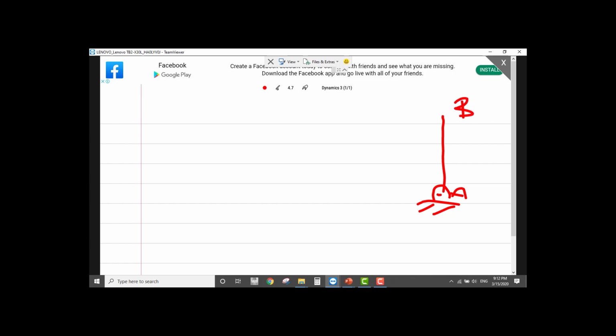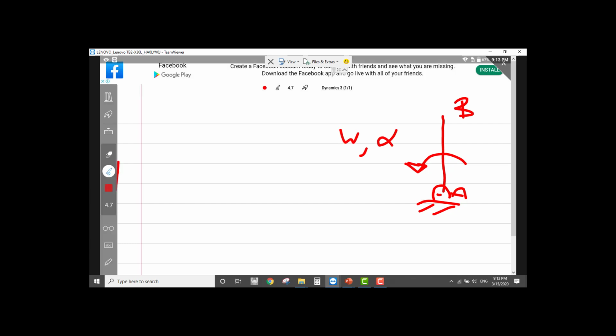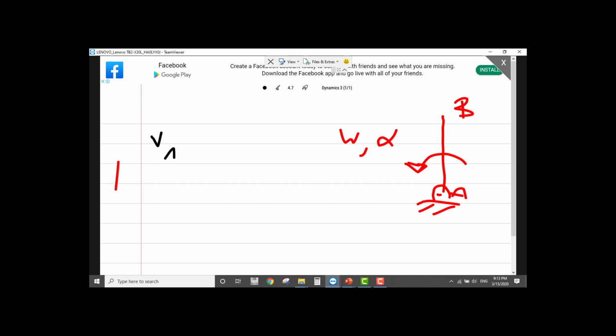Okay, and this link has known alpha and omega. That's right. Now let's first figure out the velocity of point B. So VB equals VA plus VB with respect to A.